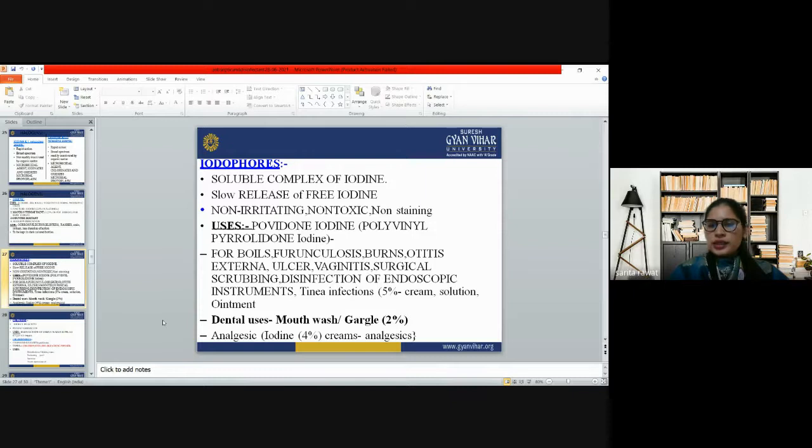It is mostly used in tinea infections, where a 5% cream, solution or ointment is used. It is also used for dental purposes, as a 2% mouthwash for gargle. It also has analgesic action, so iodine 4% cream can give analgesic action.